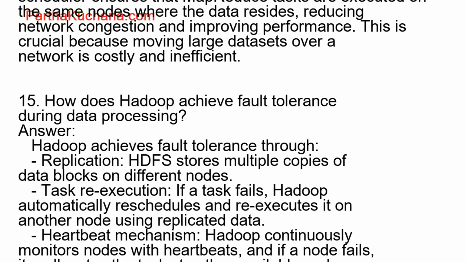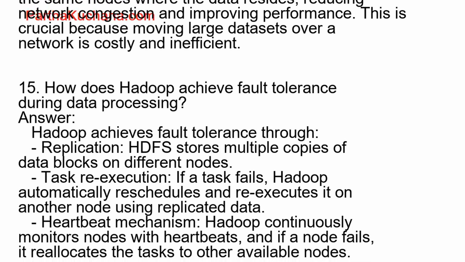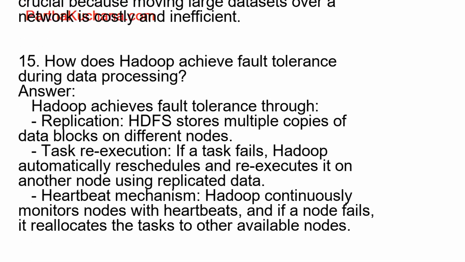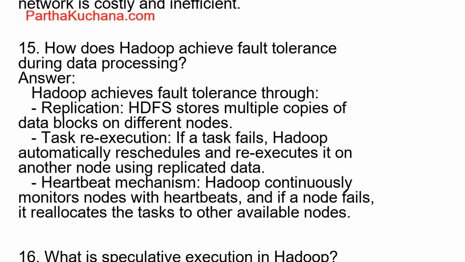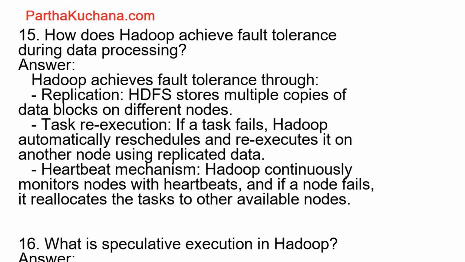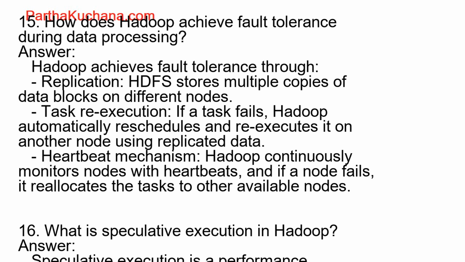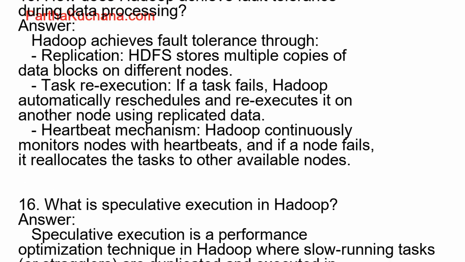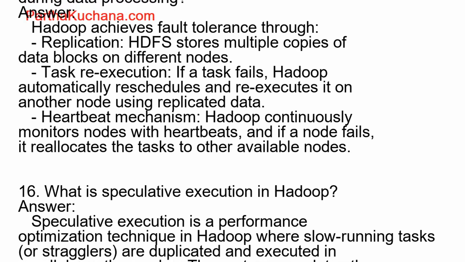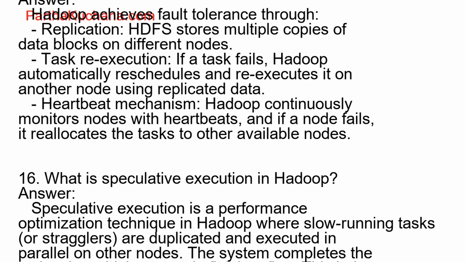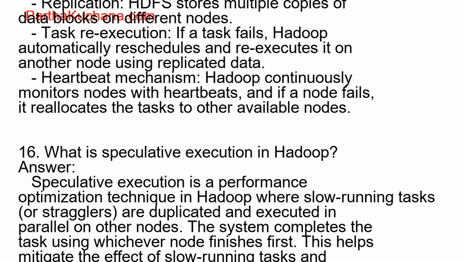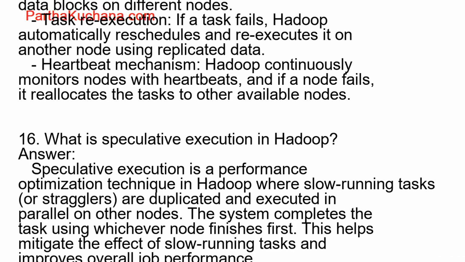17. What are some use cases where Hadoop is not suitable? Answer. Hadoop is not suitable for low latency processing. Hadoop is batch-oriented and not ideal for real-time applications. Small data processing. Hadoop's overhead makes it inefficient for small datasets. Graph-based data models. Hadoop's linear, batch processing model doesn't work well for iterative algorithms required in graph-based computations.